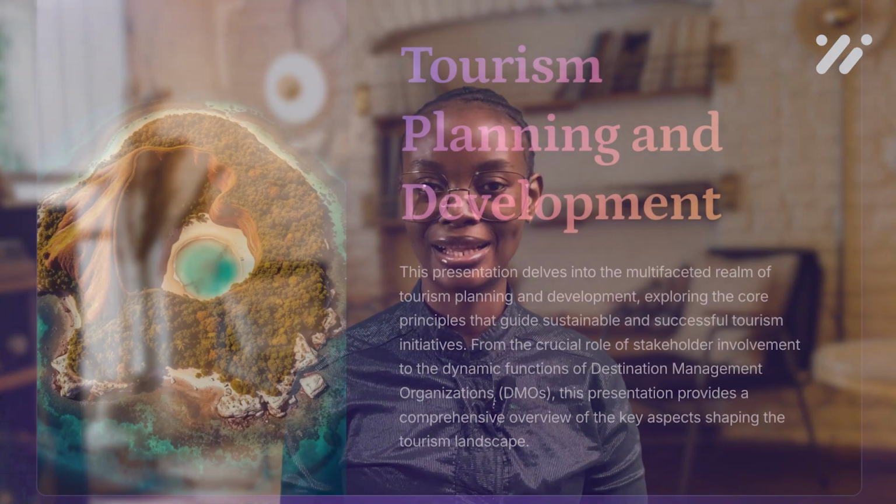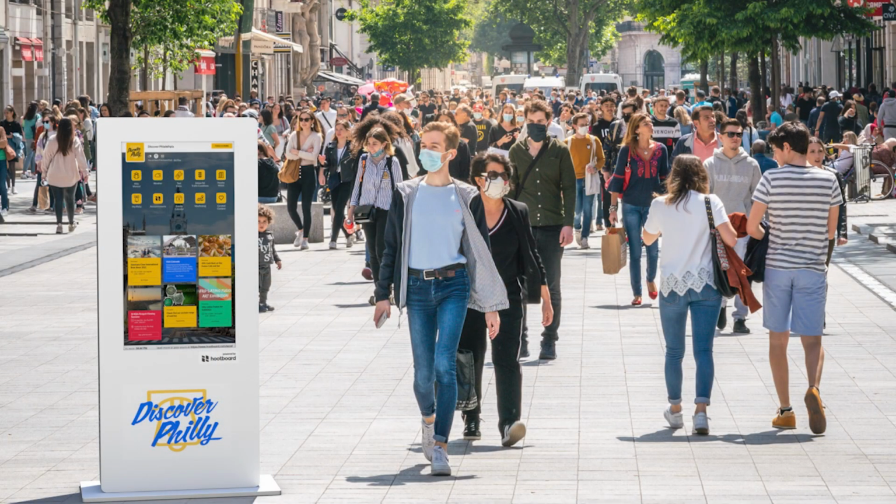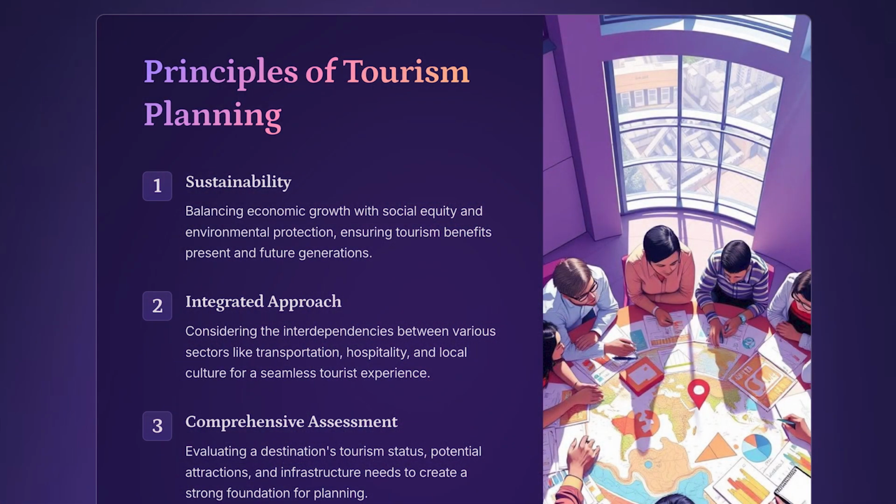Welcome back, and let's move on to tourism planning and development, looking at principles of tourism planning. Tourism planning is a strategic process that aims to develop sustainable and effective tourism destinations. These principles of tourism planning encompass several key elements.